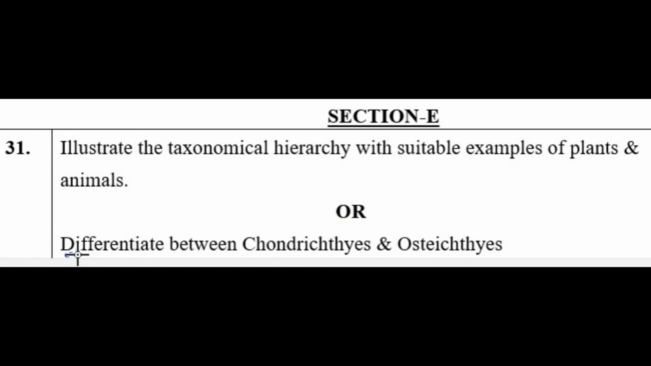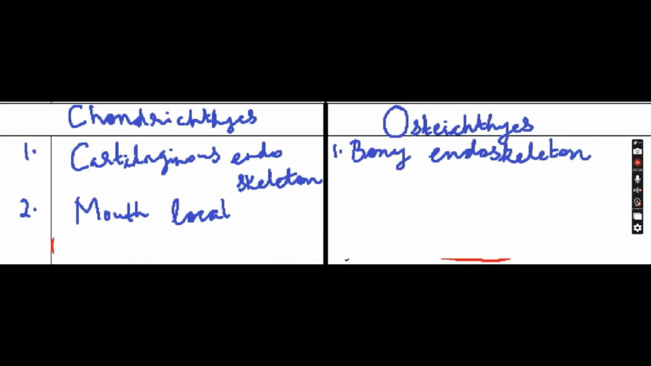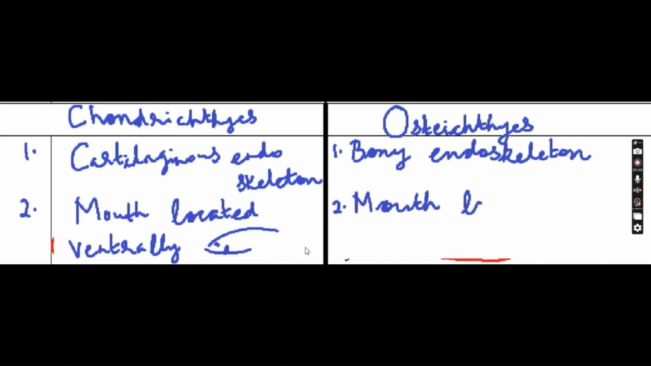Number 31, or question. Differentiate between Chondrichthyes and Osteichthyes. This is also for 5 marks. The first difference between Chondrichthyes and Osteichthyes is that Chondrichthyes have cartilaginous endoskeleton, whereas Osteichthyes have bony endoskeleton. Next, about the position of mouth. Mouth is located ventrally in case of Chondrichthyes like sharks, whereas in bony fishes, Osteichthyes, their mouth is located terminal, that means at the tip itself, in the front itself.